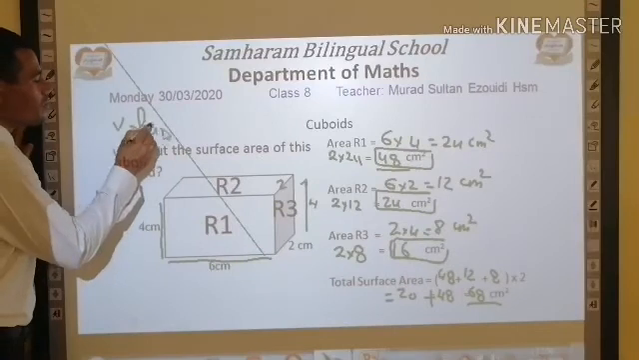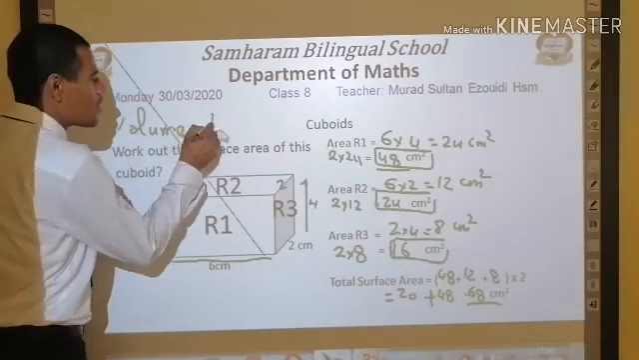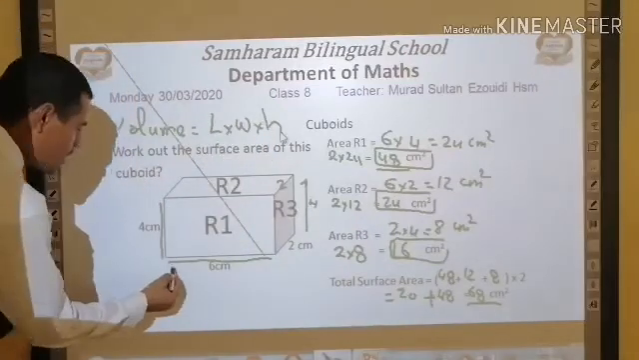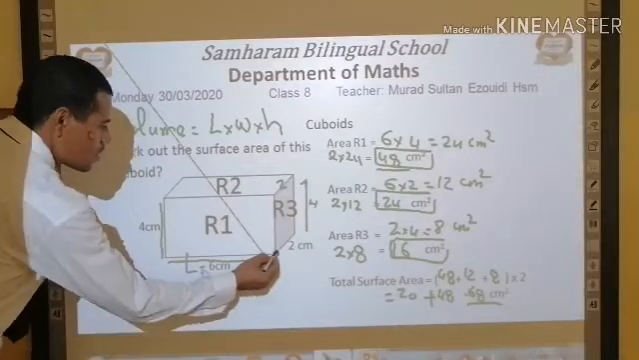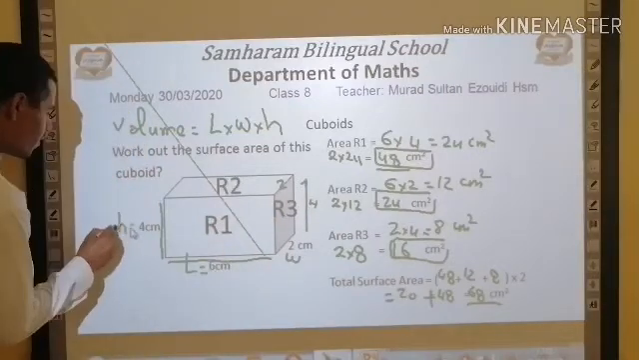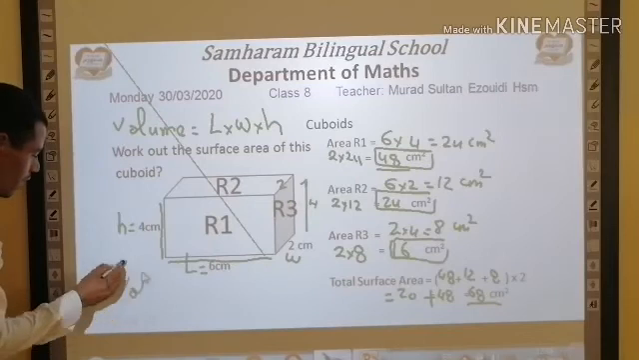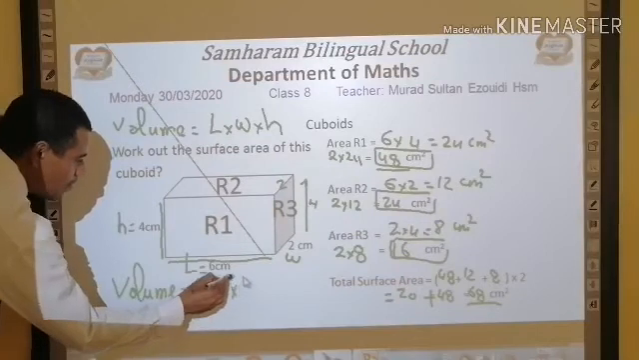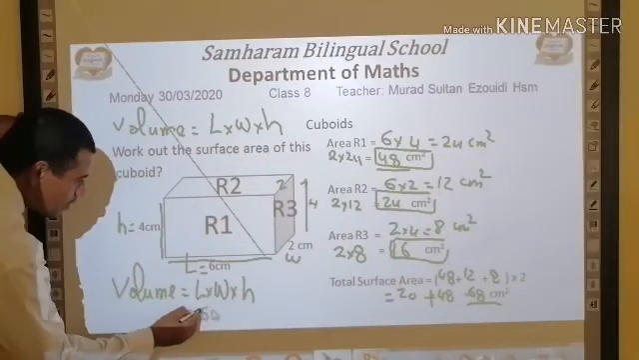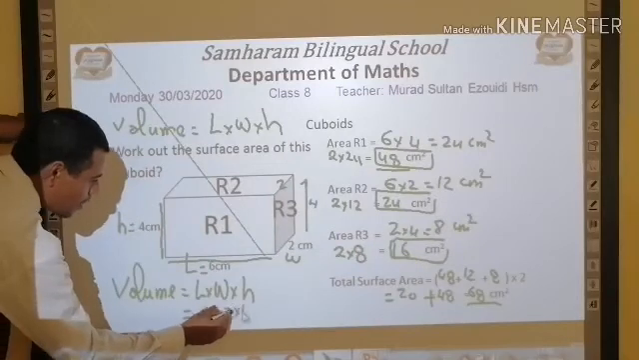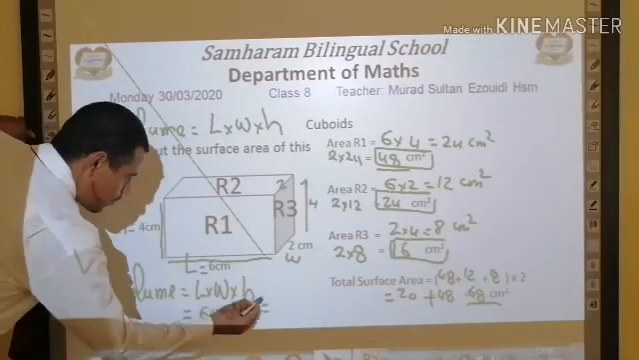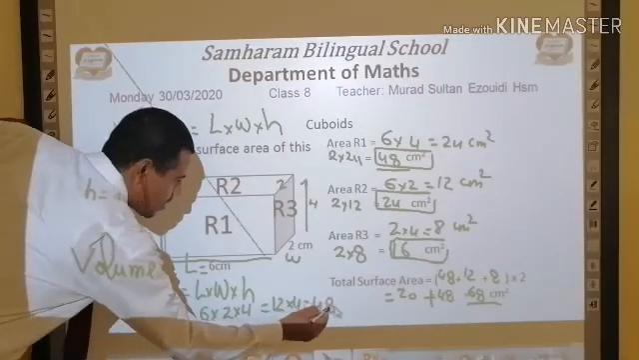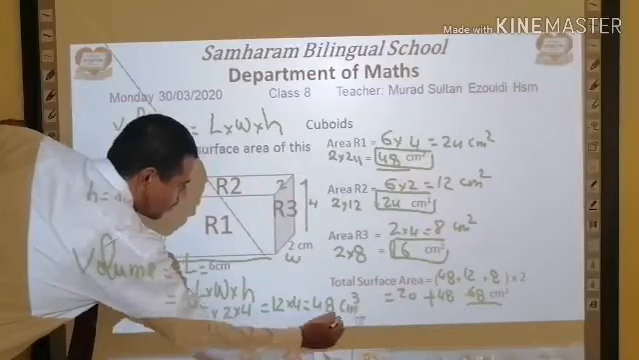What about the volume? The volume, my kids, is what? Is length multiplied by width multiplied by the height. What is the length? Length is 6. This is L, this is width, and this is the height. So volume equals length multiplied by width multiplied by height. It will be equal to 6 multiplied by 2 multiplied by 4. 6 by 2, 12. 12 by 4 is 48. 48 what? Centimeter cubed. Be careful.